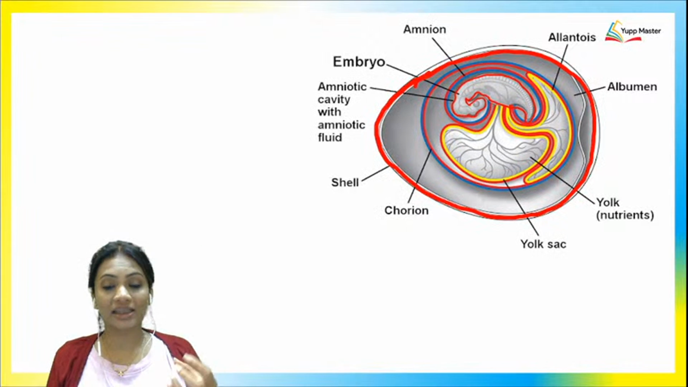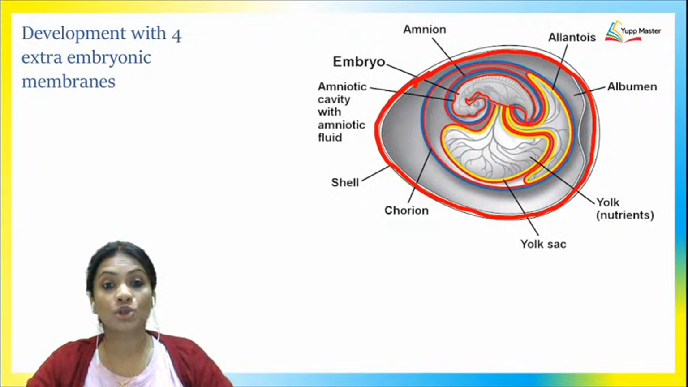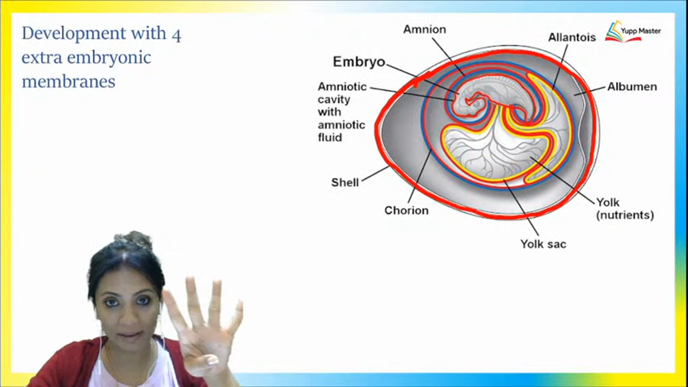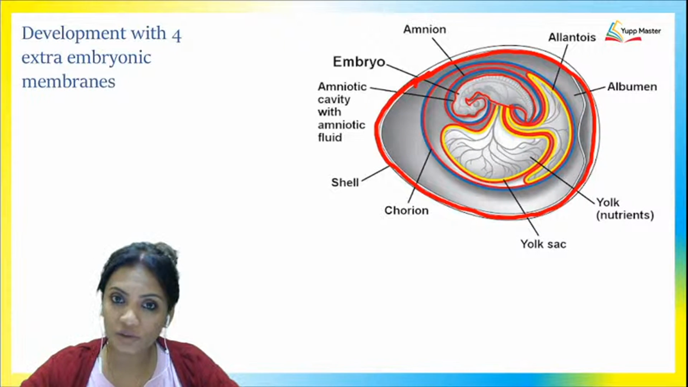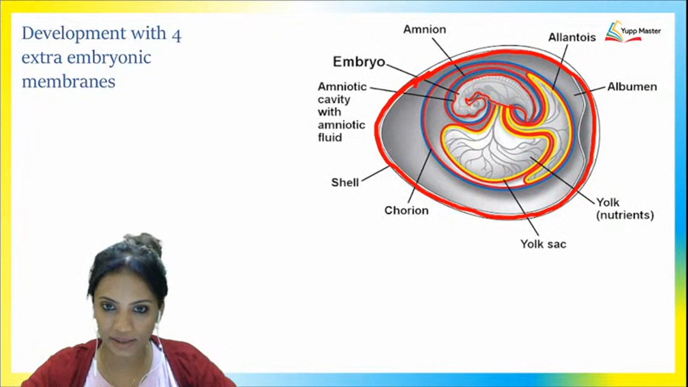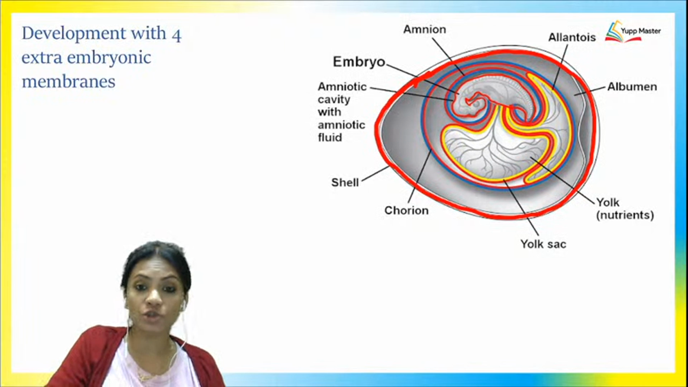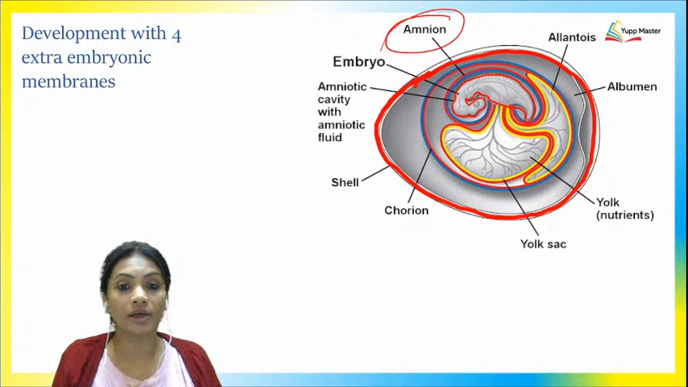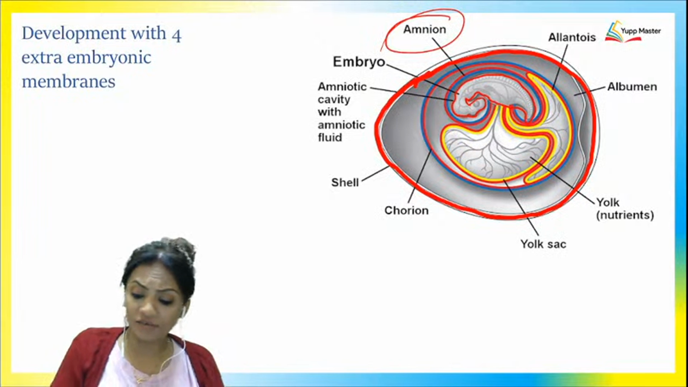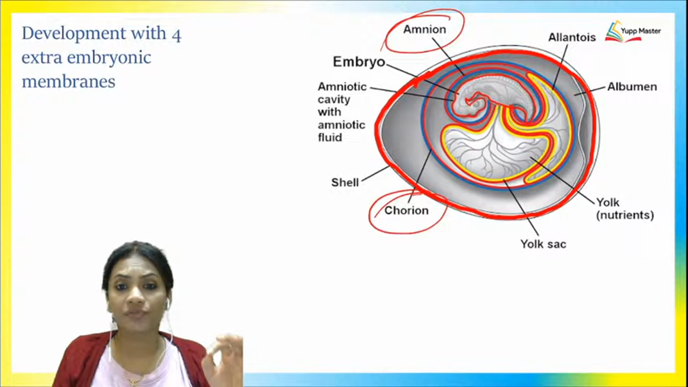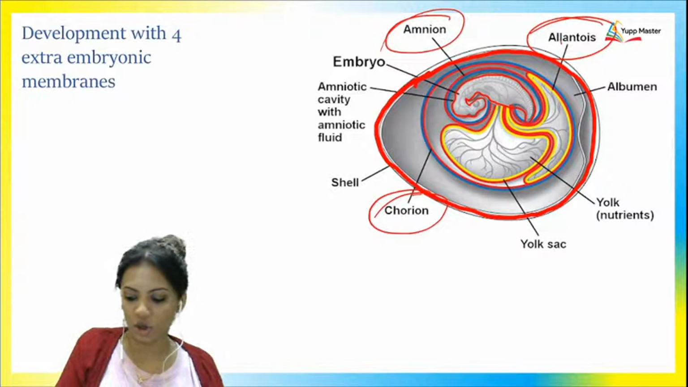But can you see that outside the embryo and inner to the shell, there are different layers, okay? So how many membranes are there? There are 4 membranes, and these 4 membranes are outside the embryo. That's why they are going to be called extra embryonic membranes, okay? So let's see what these all are. Which are the extra embryonic membranes? The first one is called the amnion. Amnion is the exact layer which is going to be surrounding the embryo, okay? Second one is called the chorion, all right? Third one is called the allantois, and the fourth one is called a yolk sac.